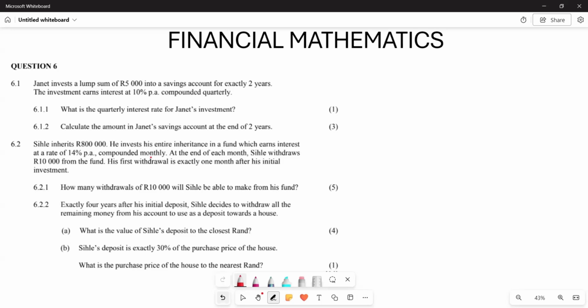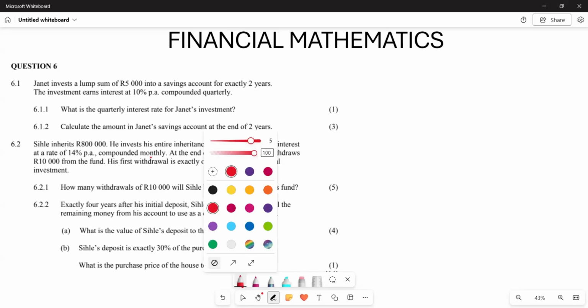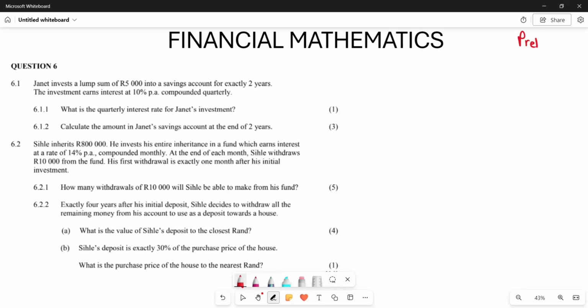Now, basically, we are looking at our financial mathematics, and we are looking at our preliminary paper. This is the 2021 prelim from the Gauteng province, right? We're just trying to understand how to go about attempting questions of financial mathematics. Now, let's go straight to it.